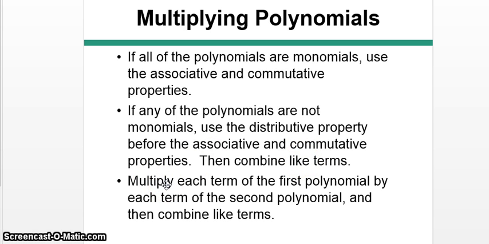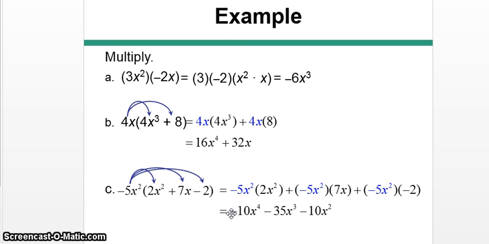Multiply each term of the first polynomial by each term of the second polynomial and then combine like terms. Let us see some examples.